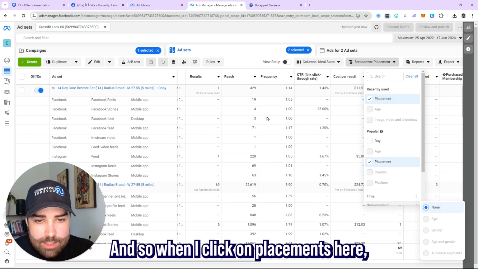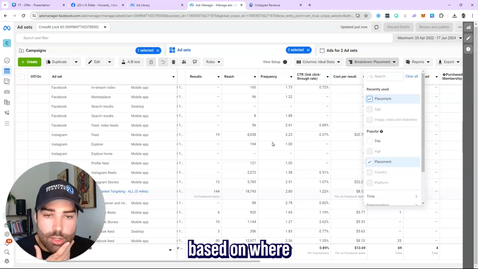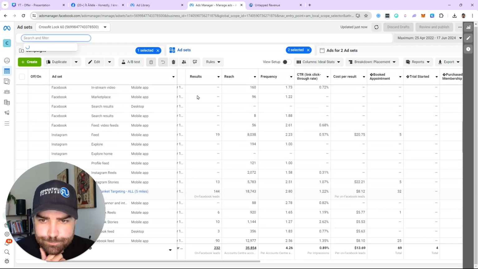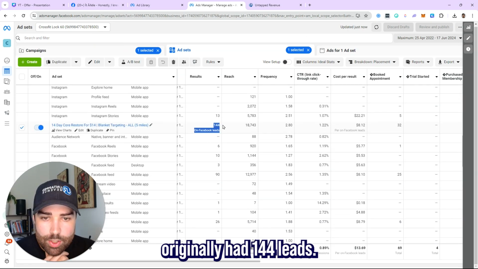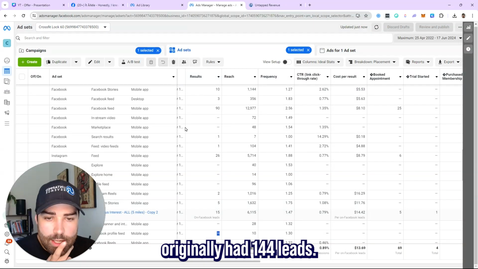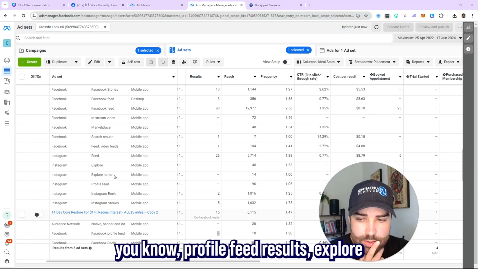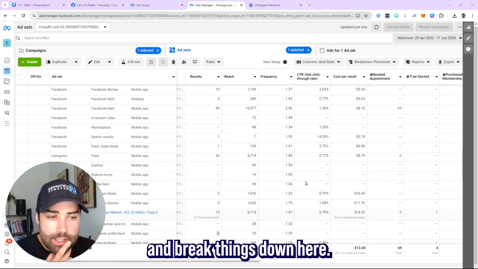And so when I click on placements here, I can break it down based on where the leads are actually coming from. Okay, so we can see in here that the campaign that we ran originally had 144 leads. I can see this distribution in terms of profile feed, results, explore, and break things down here.